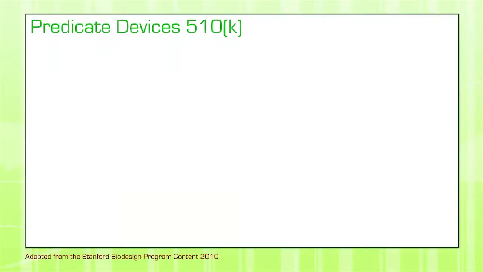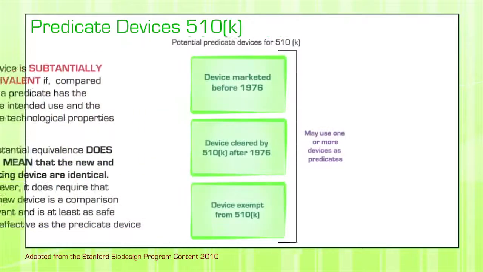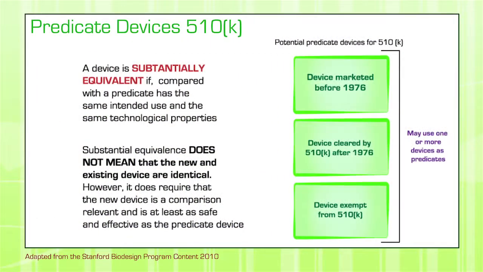Now that you know what a 510K is, which is this fairly easy regulatory pathway for medical devices, you should know that it again stands under the idea of substantial equivalence and predicate devices. But what is a substantially equivalent device? Well, a substantially equivalent device is one that, when compared with a predicate, has the same intended use and the same technological properties as the predicate. This means that a substantially equivalent device is not necessarily identical to an existing device, but it definitely has the same intended purpose and the same technological properties.